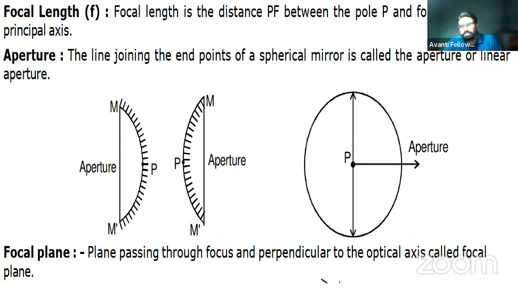So the focal length is the distance PF in the previous case, between the pole P and the focus F on the principal axis. Now, the radius I was talking about, that radius would be different, here is that part. The line joining the end points of the spherical mirror, look, starting from M and ending at M dash. The line joining M and M dash is termed the aperture. If you look at any lens, the circle, this round part, is called the aperture. The bigger the aperture, the bigger the lens. Similarly, the bigger the aperture, the bigger the mirror. So the line joining the end points of a spherical mirror is called the aperture or linear aperture.